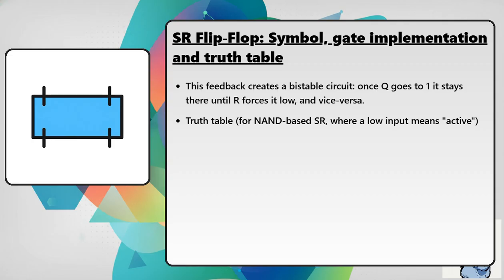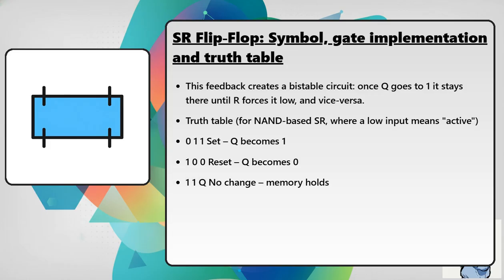Truth table for the NAND-based SR, where a low input means active. S=0, R=1: Q next is 1, set, Q becomes 1. S=1, R=0: Q next is 0, reset, Q becomes 0. S=1, R=1: Q next is Q, no change, memory holds. S=0, R=0: Q next is undefined, illegal. Both outputs try to be 1, a race condition.